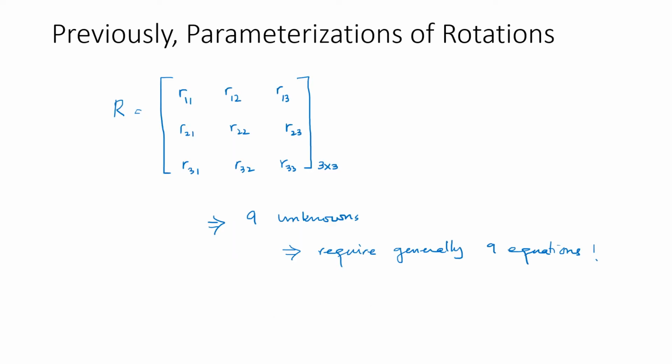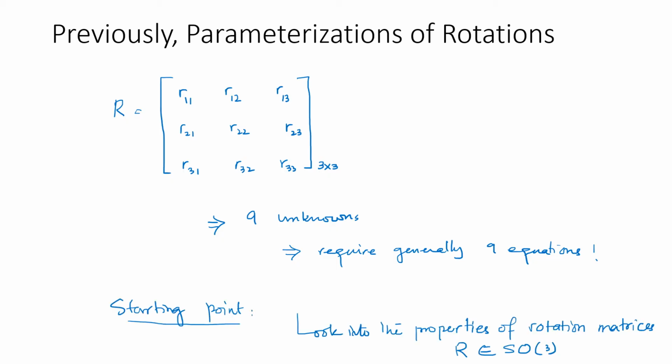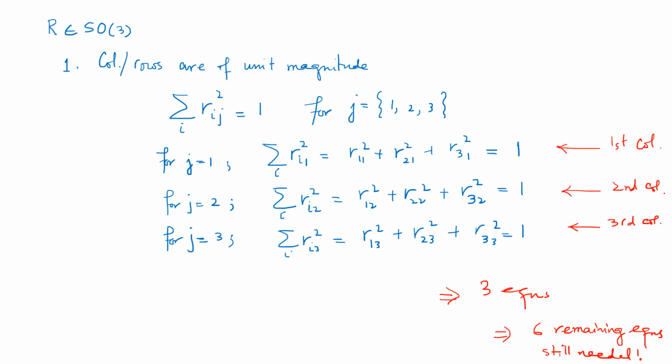Last time we said that if a rotation matrix is available to you, it is going to have a 3 by 3 structure, which would mean that you have 9 unknown parameters requiring 9 equations. So how to solve it? We said the starting point may be to observe the properties of the rotation matrix and observe how those properties can be manipulated. So we did that. And in that, the very first property to be manipulated was that of special orthogonal matrices, where we say that columns and rows are going to have unit magnitude.